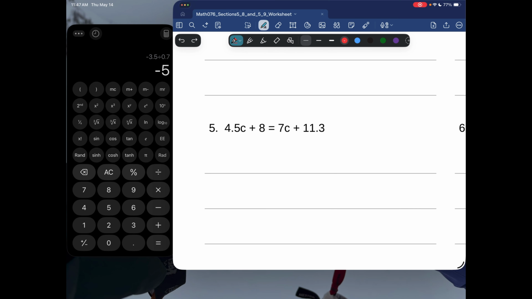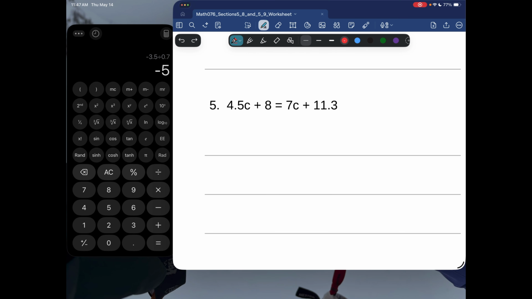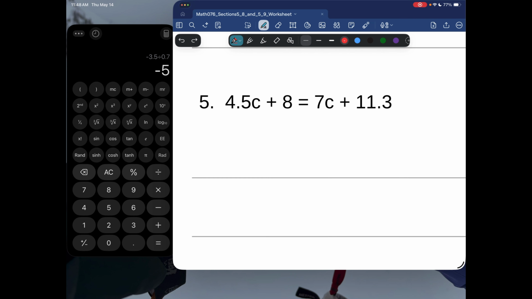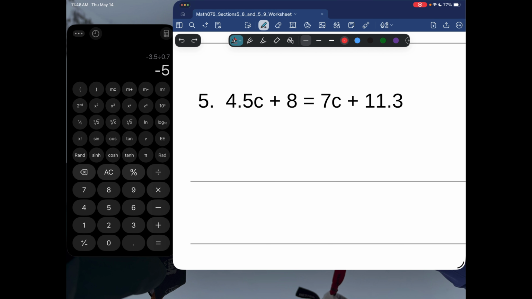Okay, on this one, I've got variables on both sides and numbers on both sides. And so I want to get numbers on one side of the equation and letters on the other side. I'd like C to end up being positive on whichever side it's going to be. 7C is bigger, so I'm going to bring everything over to that side because it'll just make my life easier. But if you don't do it this way, that's totally fine too. So I'm going to subtract 4.5C from both sides.